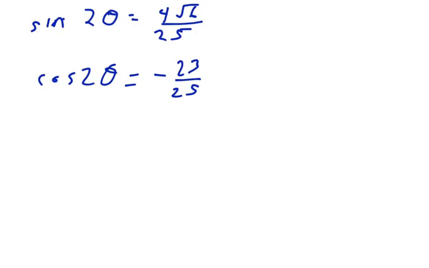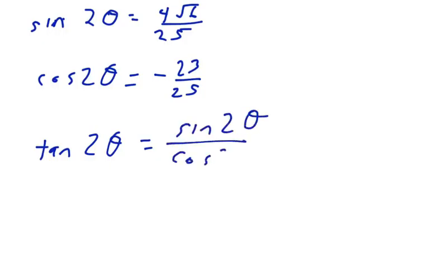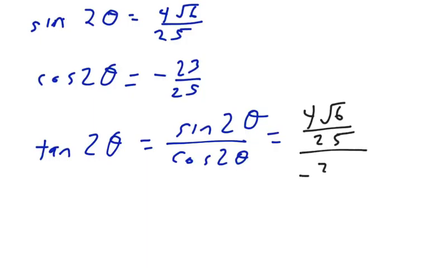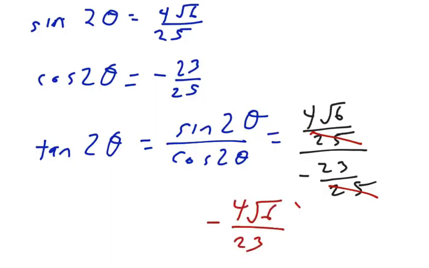Alright, in getting tangent of 2 theta, I'm just going to take the sine of 2 theta and divide by the cosine of 2 theta. So that gives me 4 square roots of 6 over 25 divided by -23 over 25. Well, what happens to the two 25s? They cancel. And so I got -4 square roots of 6 over 23.